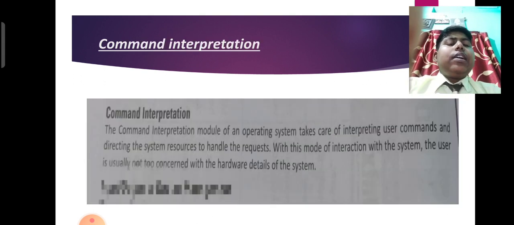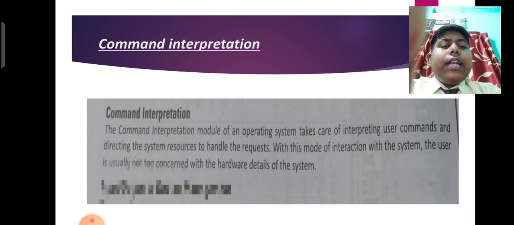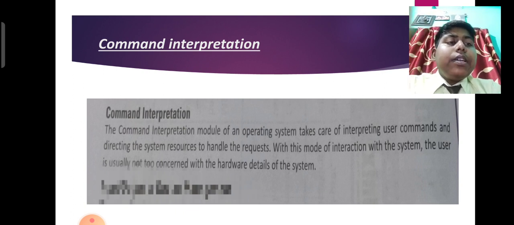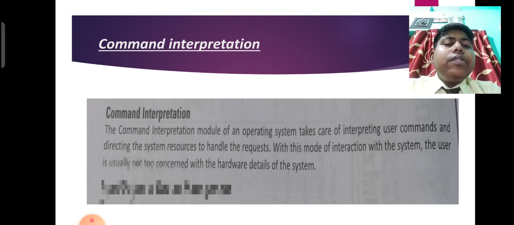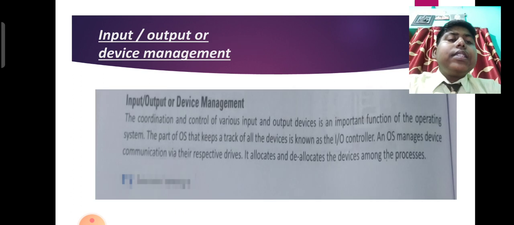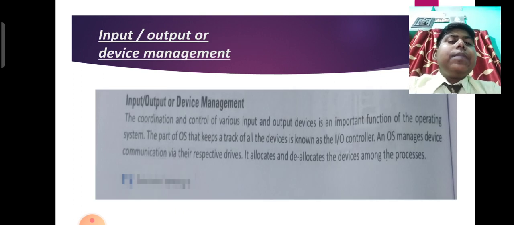So another one is command interpretation. The command interpretation module of an operating system takes care of interpreting user commands and directing the system resources to handle the request. With this mode of interaction with the system, the user is usually not too concerned with the hardware details of the system. So the next one is input, output or device management.